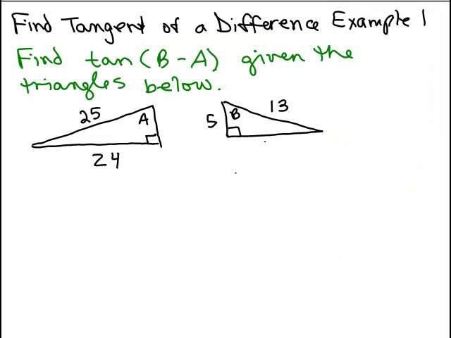All right, this is example 1 of finding the tangent of a difference of two angles. So we're going to find the tangent of b minus a given these two triangles we see below.